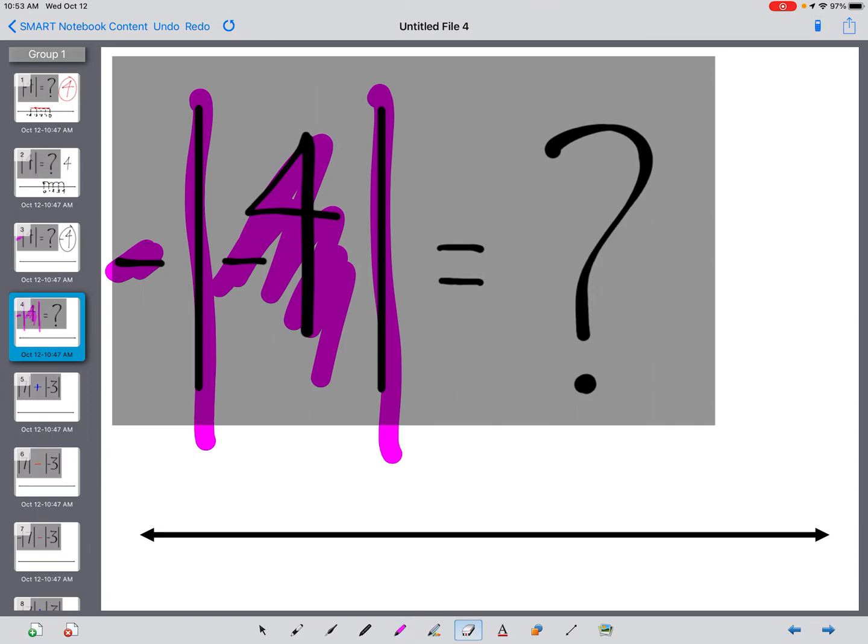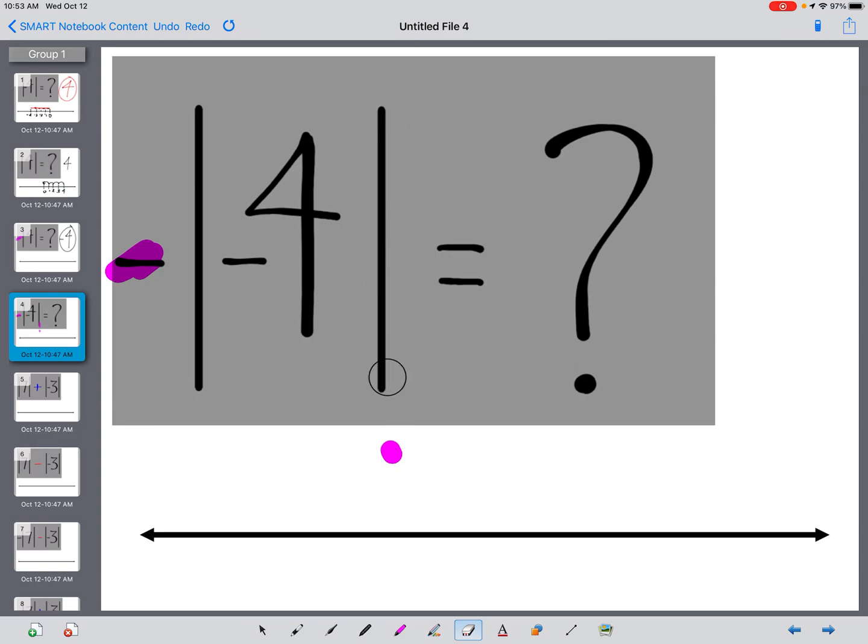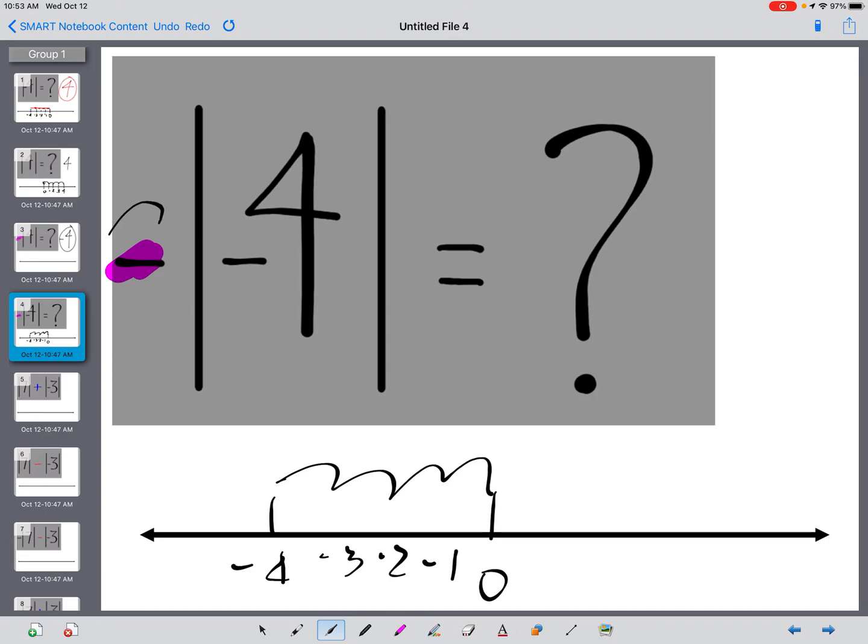All right, so once again, you should know the absolute value of -4 is 4. It's 4 spaces away from 0. We know that. 1, 2, 3, 4. But we're being asked to tell the opposite of that value. And the opposite of 4 is, once again, -4.